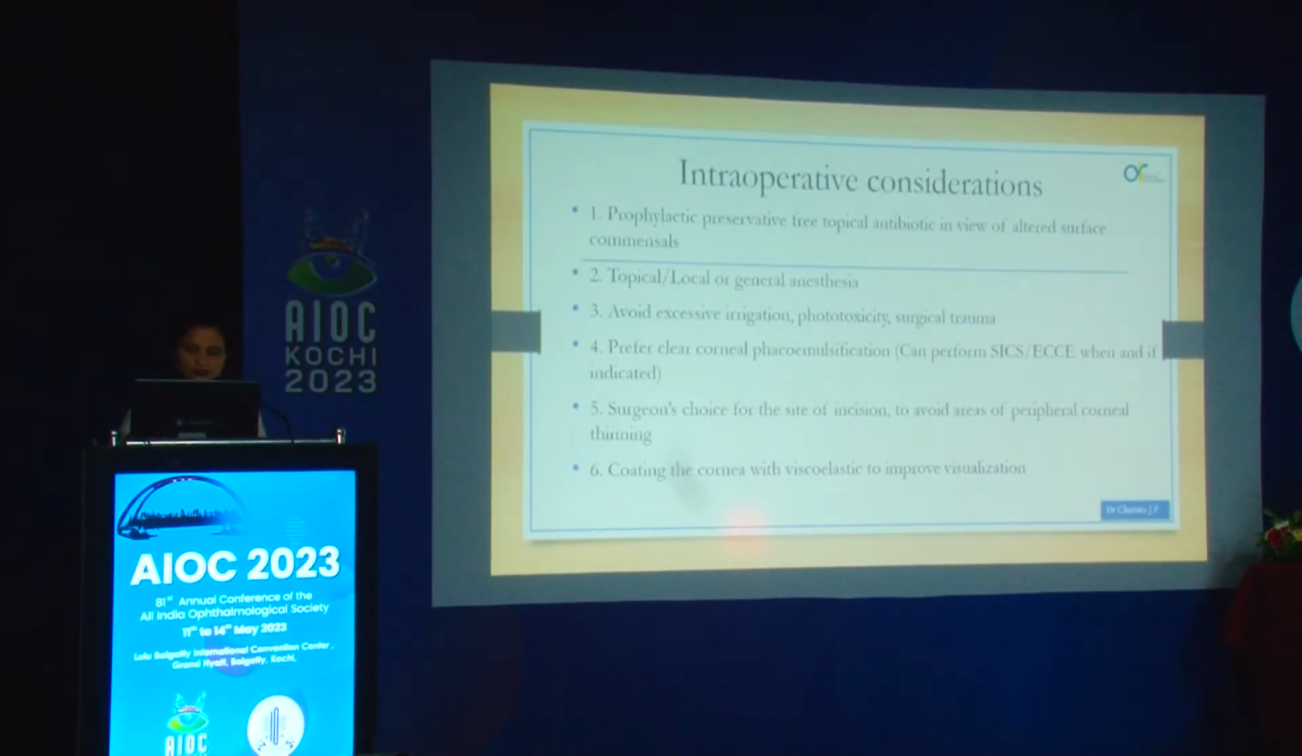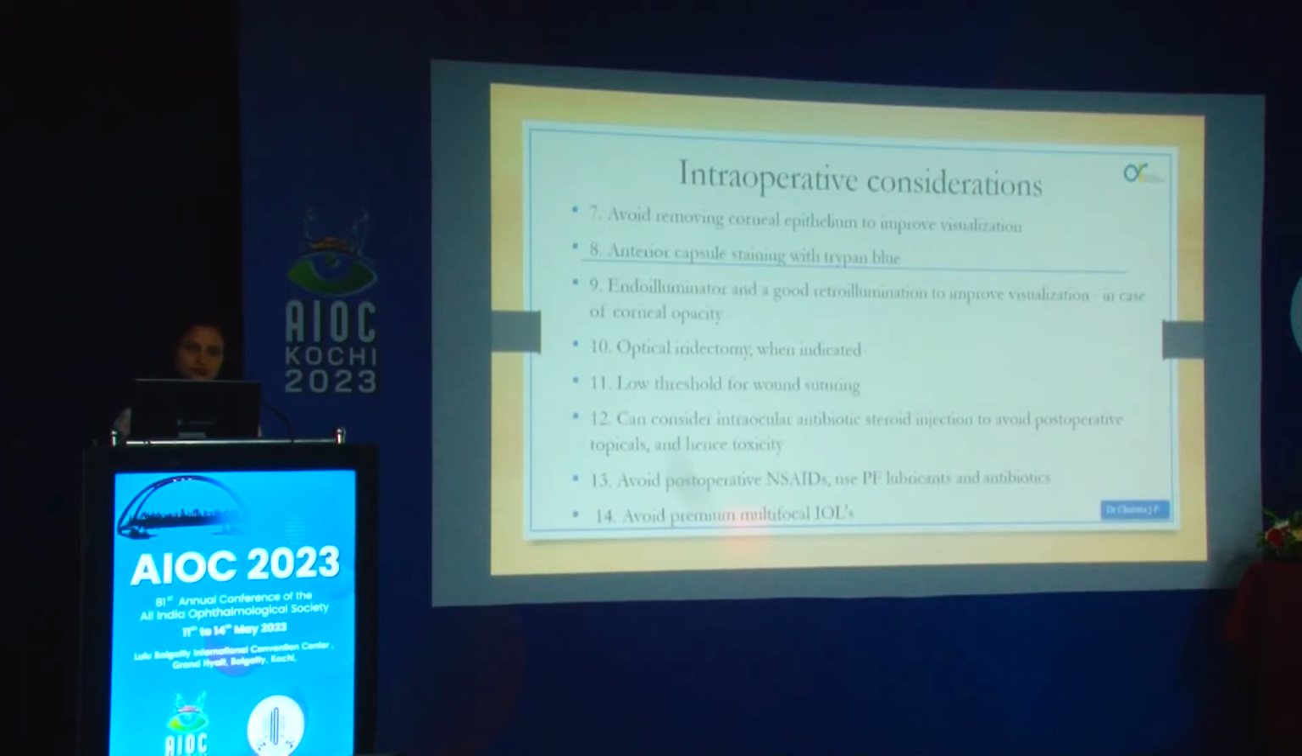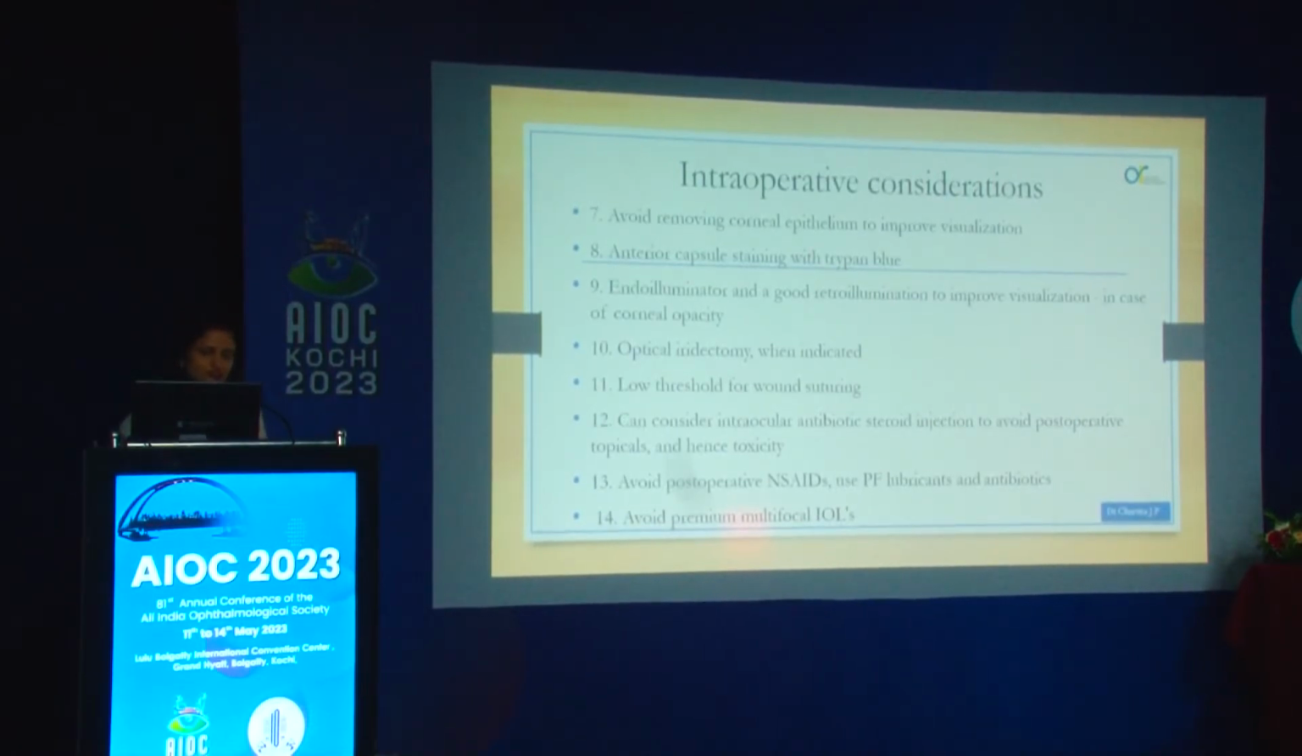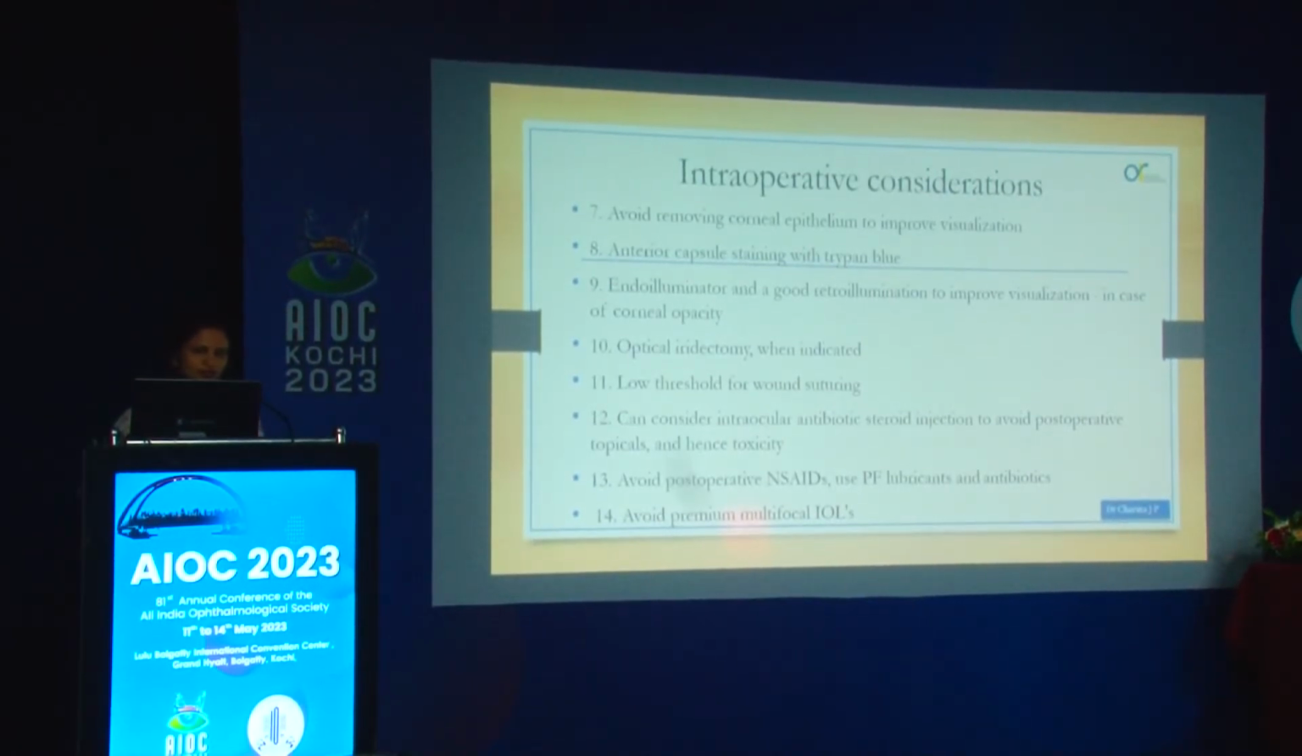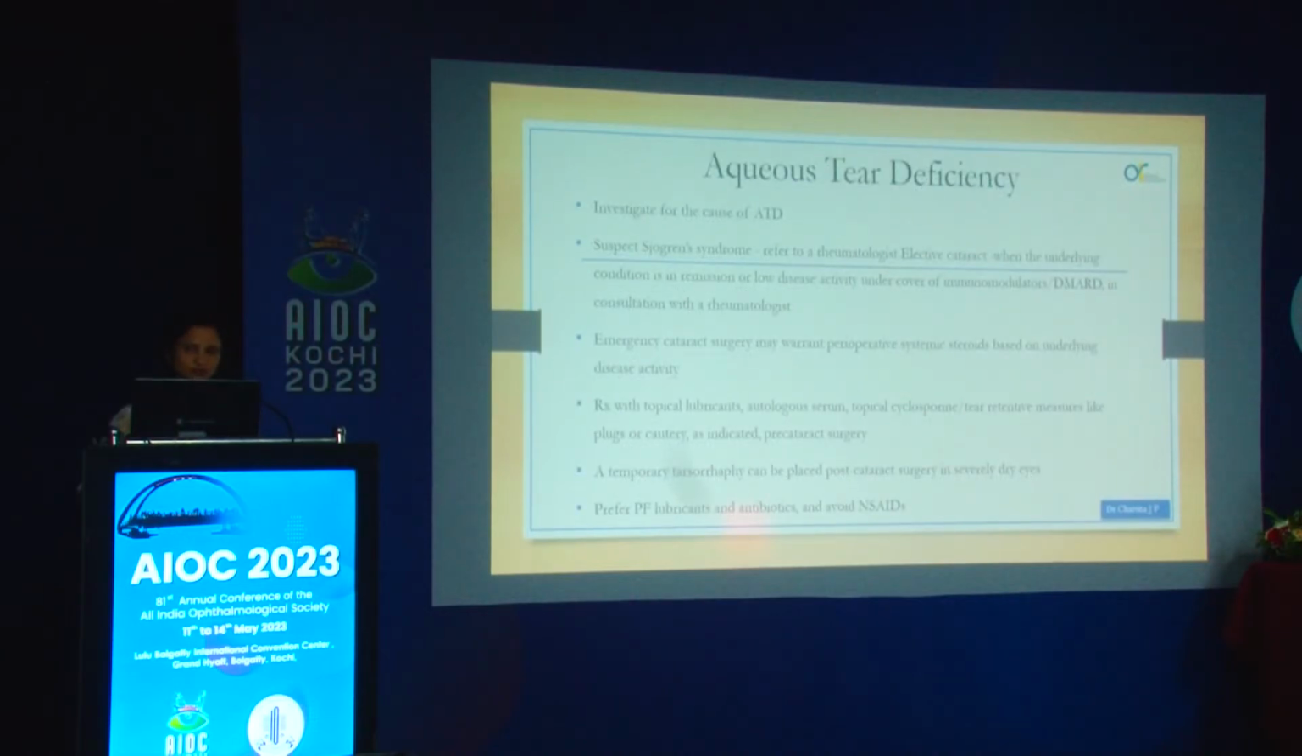Choice of incision should depend on the location of the scar, if at all, and coat the cornea with viscoelastic if required. These points we have already discussed. Also, what we didn't see in the video was preference of optical iridectomy if indicated, if we feel that the dilated visual acuity preoperatively was better. Reduce the use of NSAIDs postoperatively.